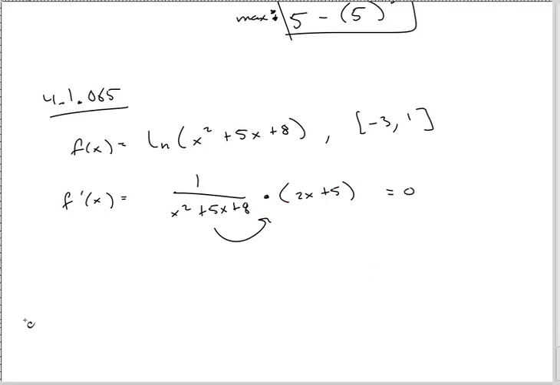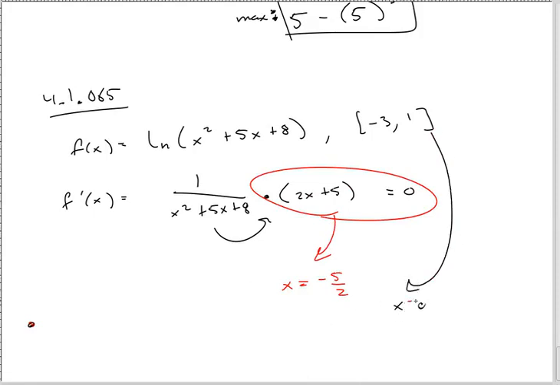Note that, yet again, I only want the top equal to 0. And what does the top look like in this case? It looks like that guy. So you can quickly get an answer of -5/2 without doing much math at all. And that's good. We like that. Of course, we still also have these other 2 points we have to consider.